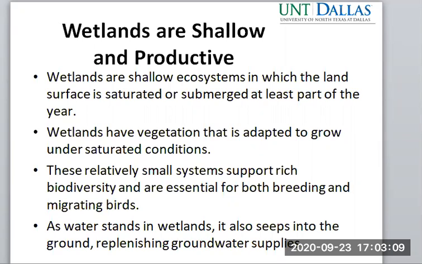As water stands in the wetlands, it also seeps into the ground, replenishing the groundwater supplies of water. Wetlands filter and even purify urban and farm runoff. They have certain kinds of bacteria and plants that take up nutrients and contaminants in water.